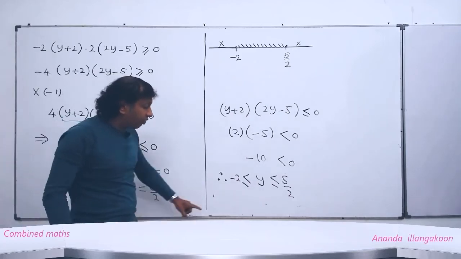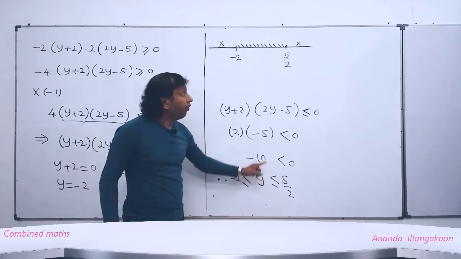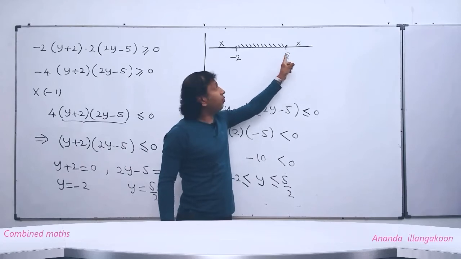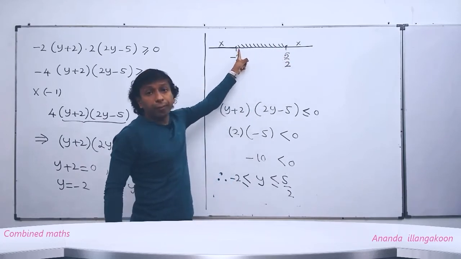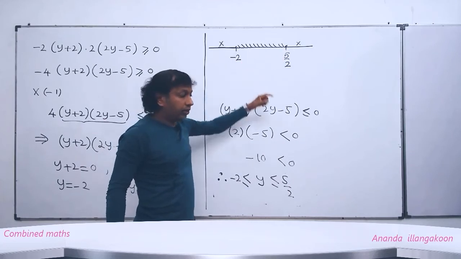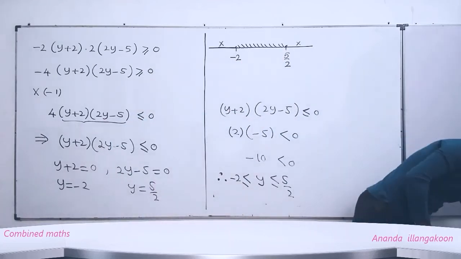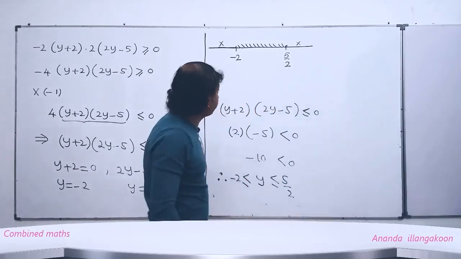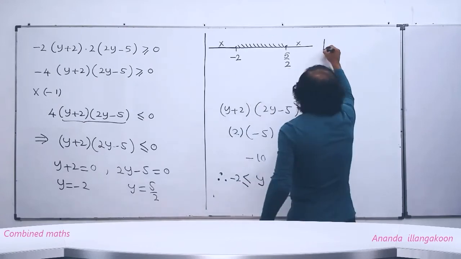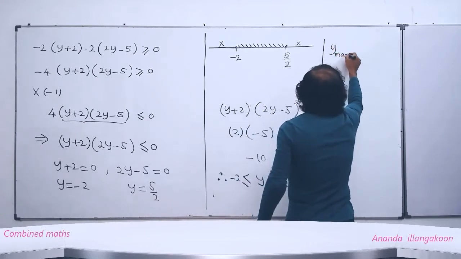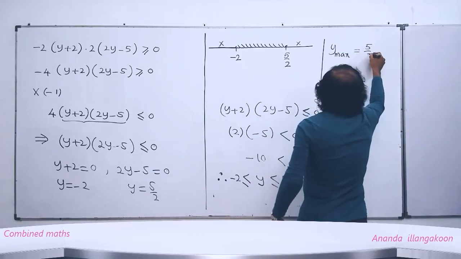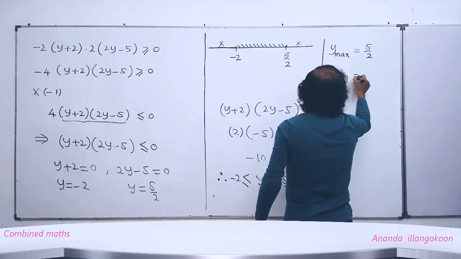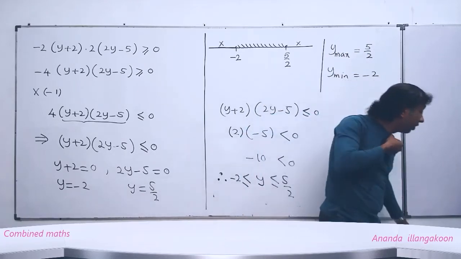Then people, can you tell me what is the maximum value this y can take? Y can go up to here, 5 by 2. What is the minimum value this y can take? Minus 2. Understand? So then we can write, y max is 5 by 2, y min is minus 2.